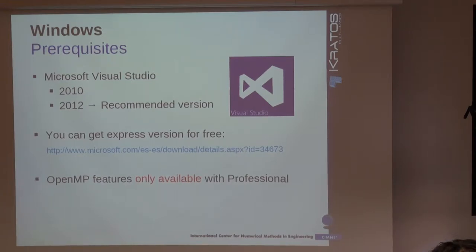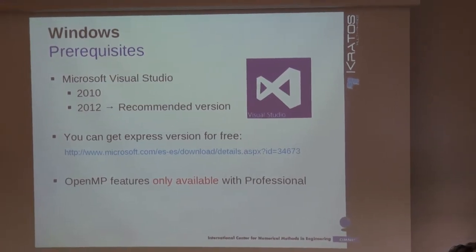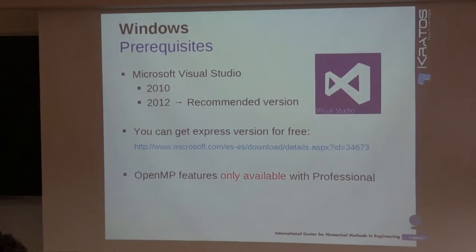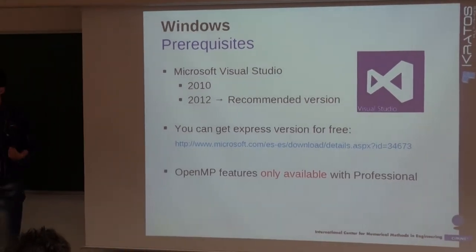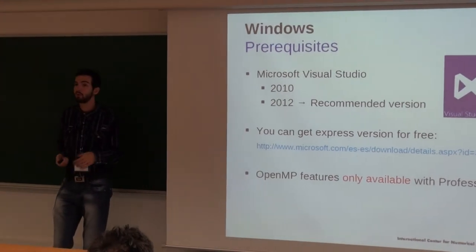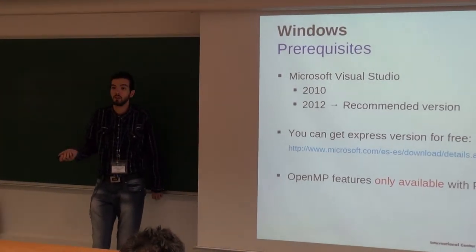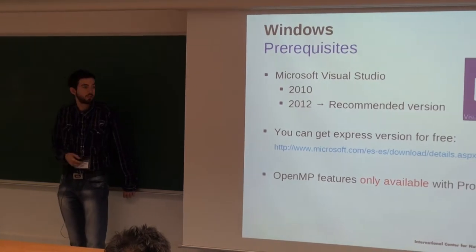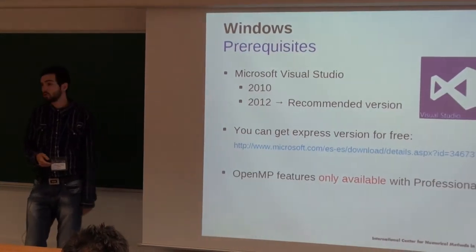You can download it for free with the Microsoft page, but you should keep in mind that with this version you will not be able to use the parallel features of Kratos. So in case you want to make use of these parallel features, you will need the professional or ultimate version that maybe your center or your university have for free. So you can choose whatever version you want.